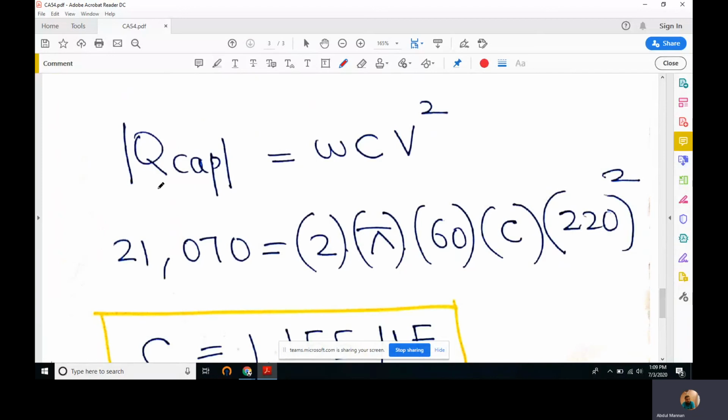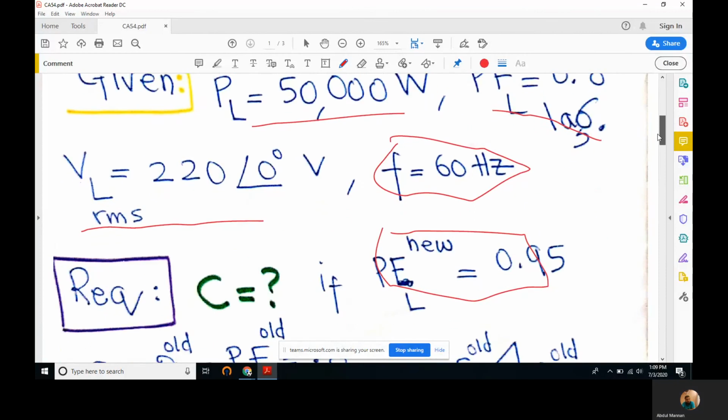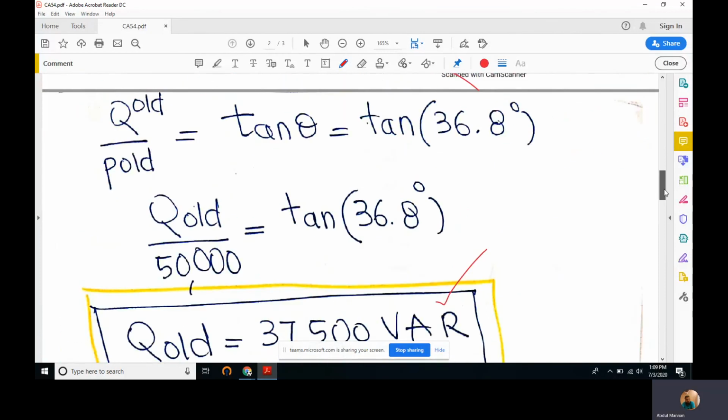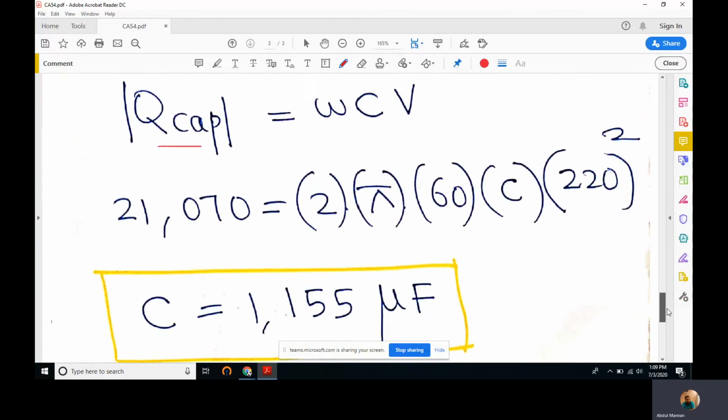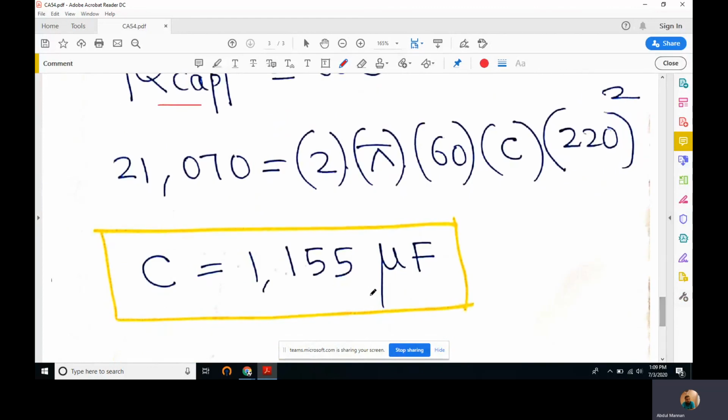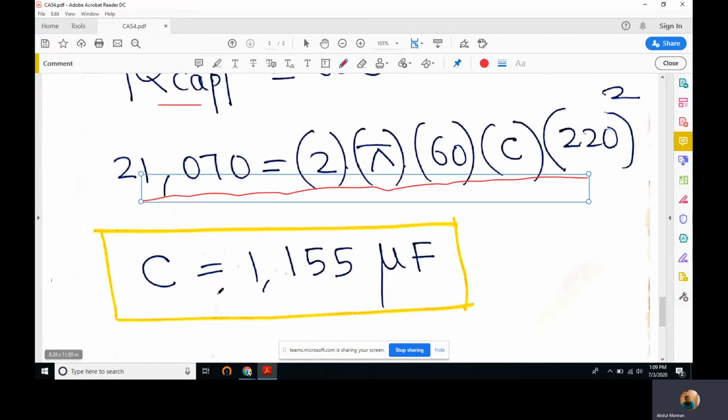And now we have Q capacitor, which is equal to the net Q that we want to reduce, equal to omega C V squared, where omega is 2 pi f. And in the beginning we are given that we are working with a 60 hertz system. So we put a 60 here, times C, times the input voltage, which is 220 at an angle of 0. This means 220. So in this equation we have only one equation and one variable. So C comes out to be this much.